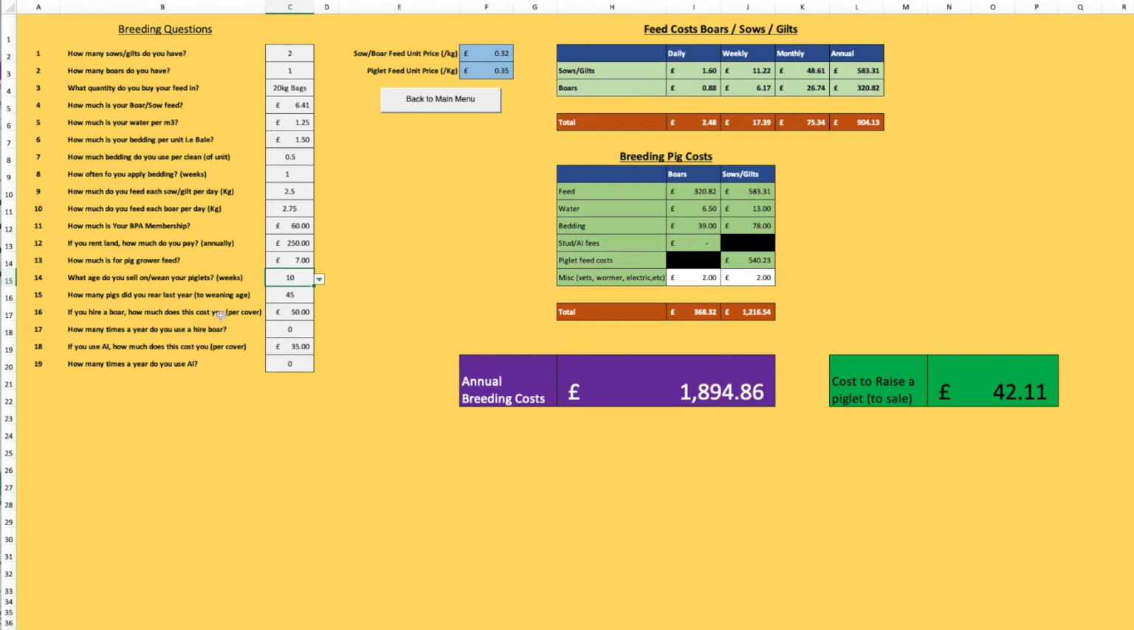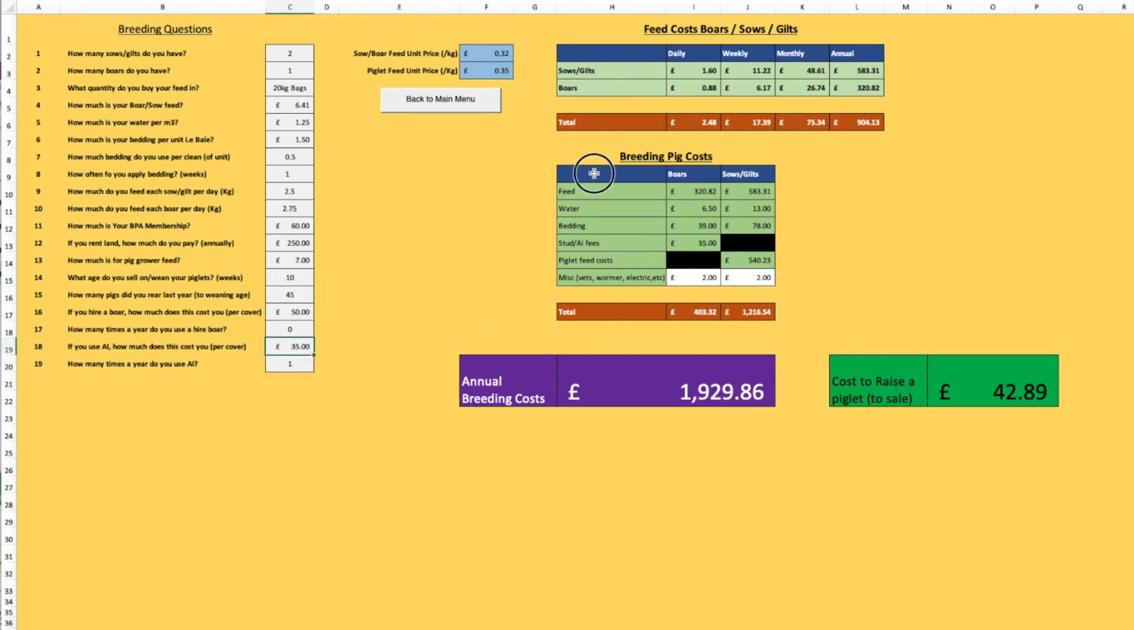As to what you do, how much you charge per cover, and how many times a year that you hire it out, I'm going to say 0 for this instance. And if you didn't have a boar and you did AI, you can enter in the price that you pay from, like, to Deer Park, which is typically £35. And you know, on my 2 sows, I might use that once a year.